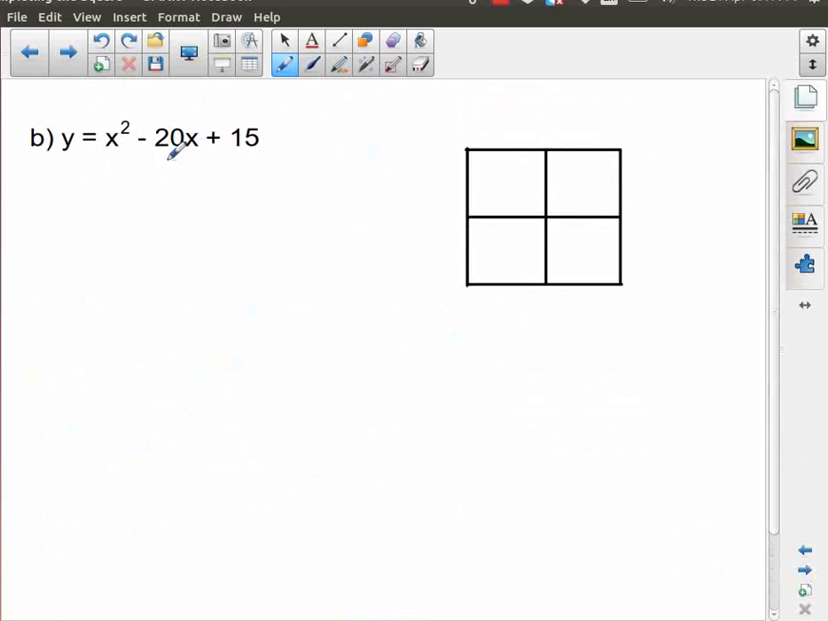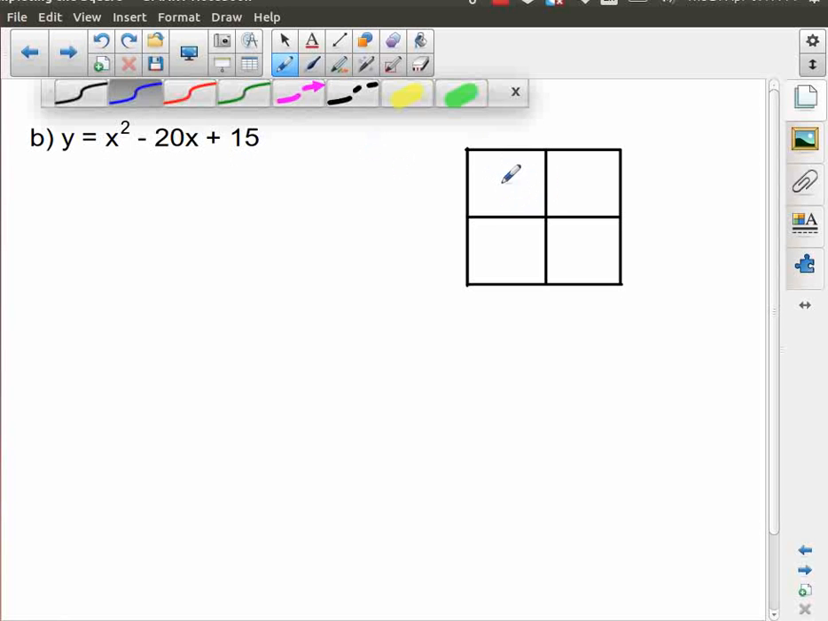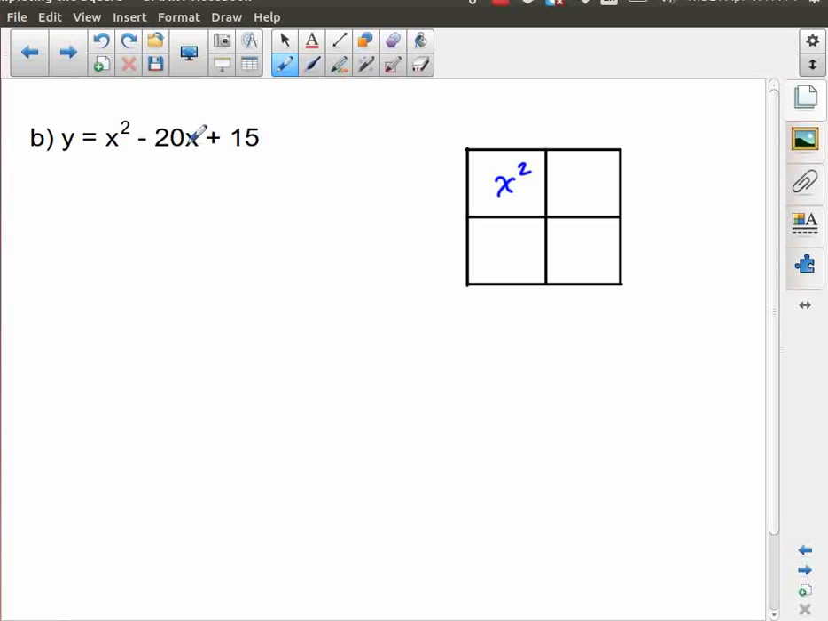Another simple trinomial. I'm going to start with the area model this time. So I will put an x squared here. I've got negative 20x, which means I put negative 10x there, negative 10x there. So this becomes x minus 10, x minus 10. And we've got plus 15 sitting out at the side. Negative 10 times negative 10 is equal to positive 100, which means I need a negative 100 to balance those.